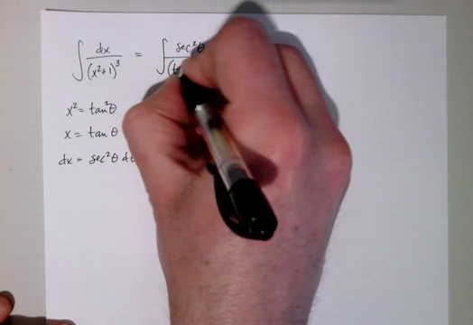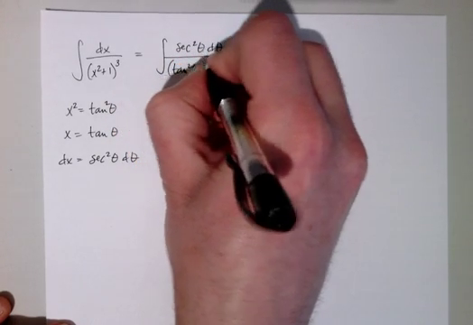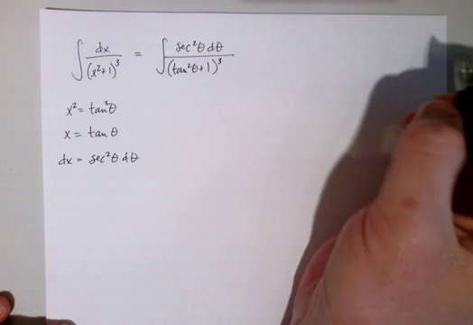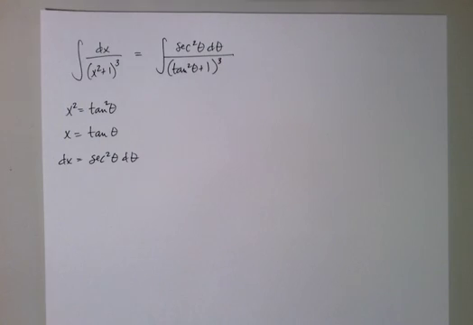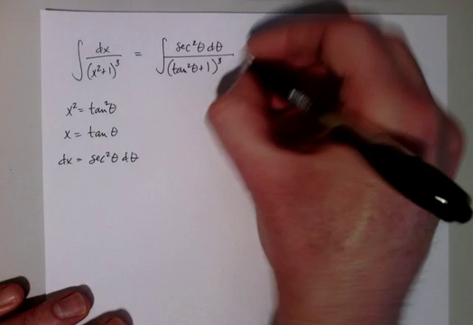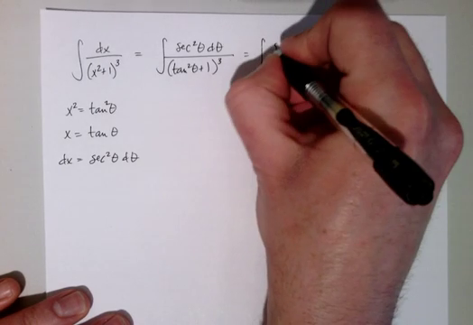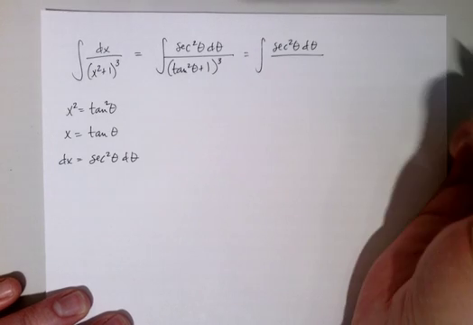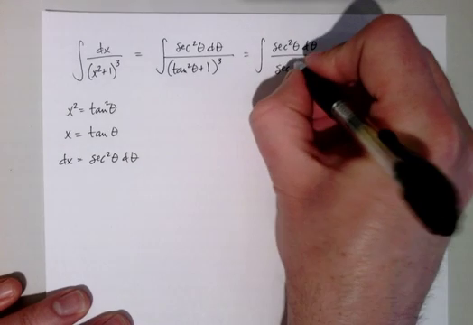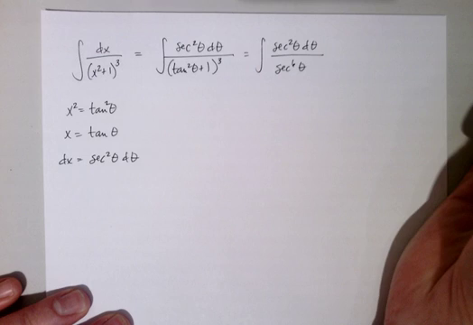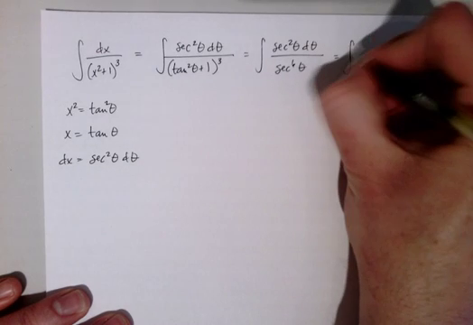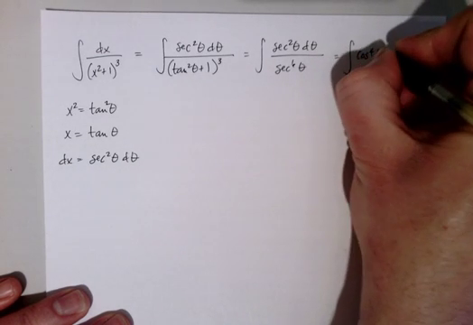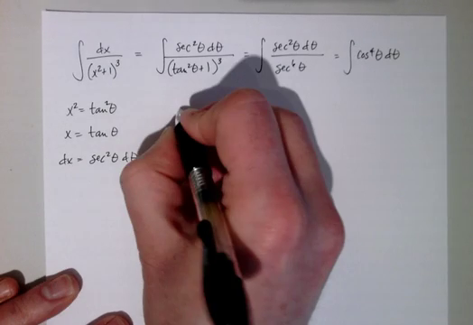This winds up being tangent squared theta plus 1 cubed. Okay, tangent squared theta plus 1 becomes secant squared theta. So this winds up becoming secant squared theta d theta over secant to the 6th theta. Okay, well that just becomes cosine to the 4th theta d theta.